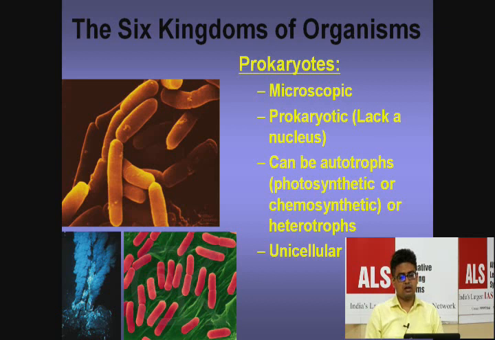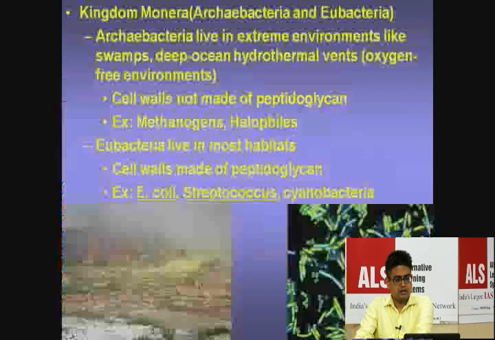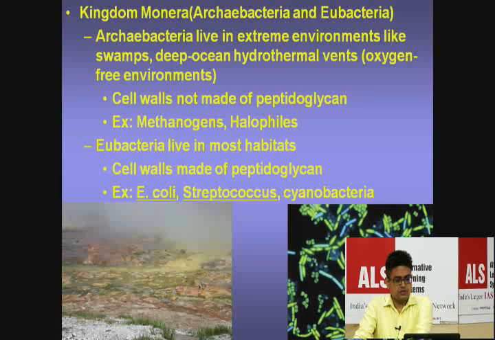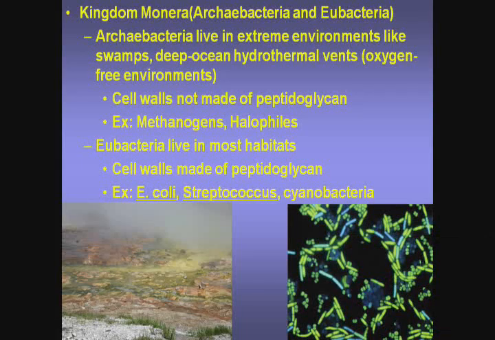And the full details of kingdom Monera, I have a separate slideshow. I will give you that also. Just take a quick revision of this. Kingdom Monera: Archaebacteria and Eubacteria. Archaebacteria cell walls are not made of peptidoglycan: methanogens, halophiles and thermoacidophiles. And Eubacteria are the most common: E. coli, Streptococcus, Cyanobacteria, etc.